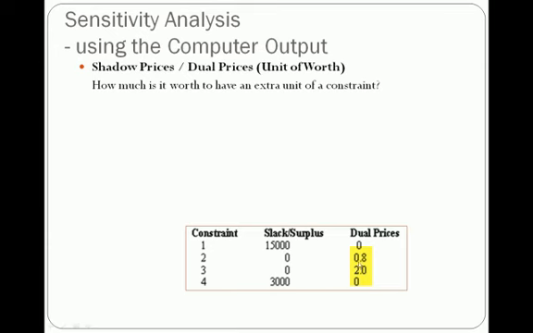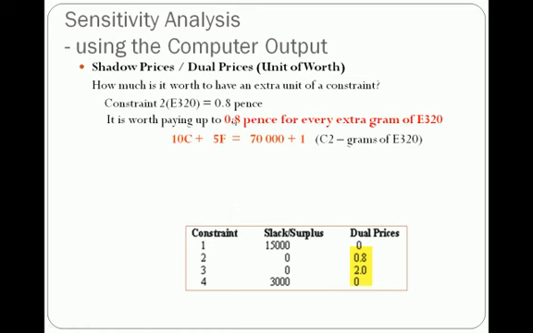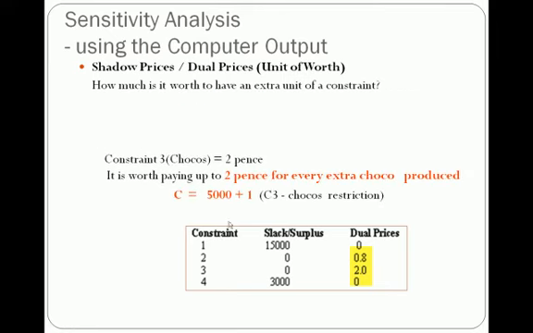So if we have a 0.8 for constraint 2, which refers to E320, it's telling us for every extra unit on that resource, E320, we would add 0.8 pence to the profit. So if we went up from 70,000 to 70,001, our profit would go up from £660 to... Similarly for constraint 3, our profit would go up by 2 pence for every extra choco produced. So if we had 5,001 chocos, we would be getting £660 and 2 pence.